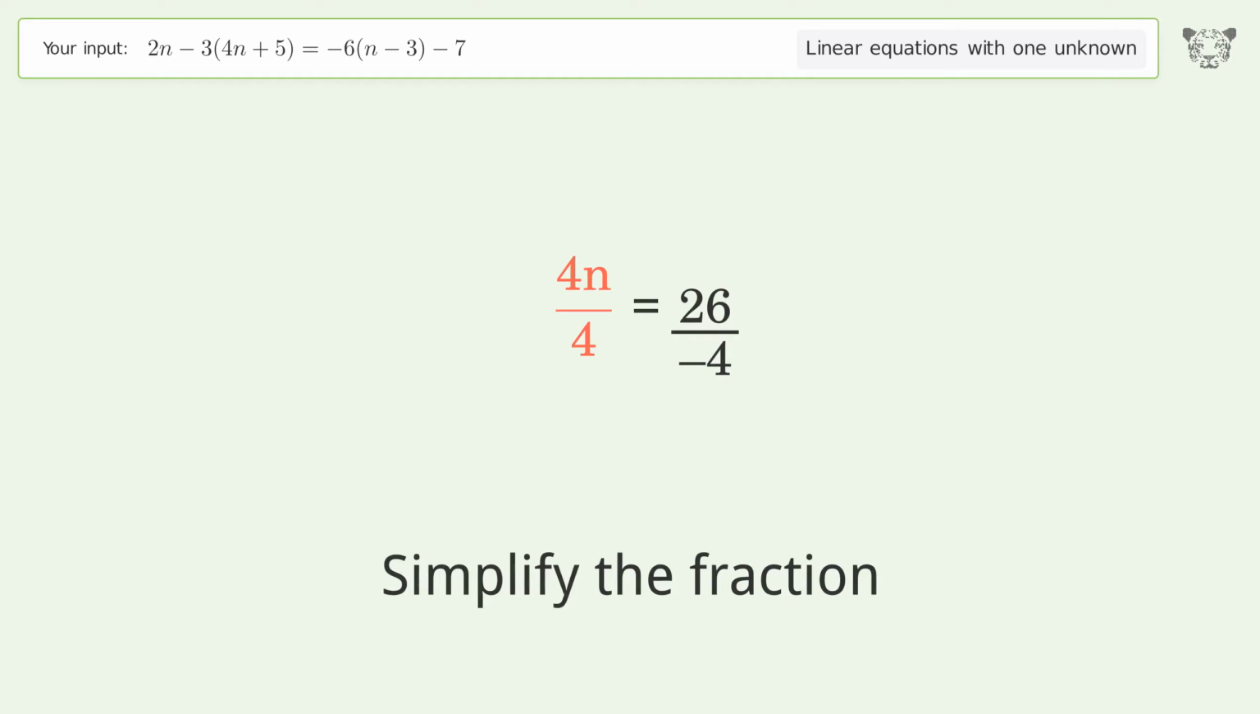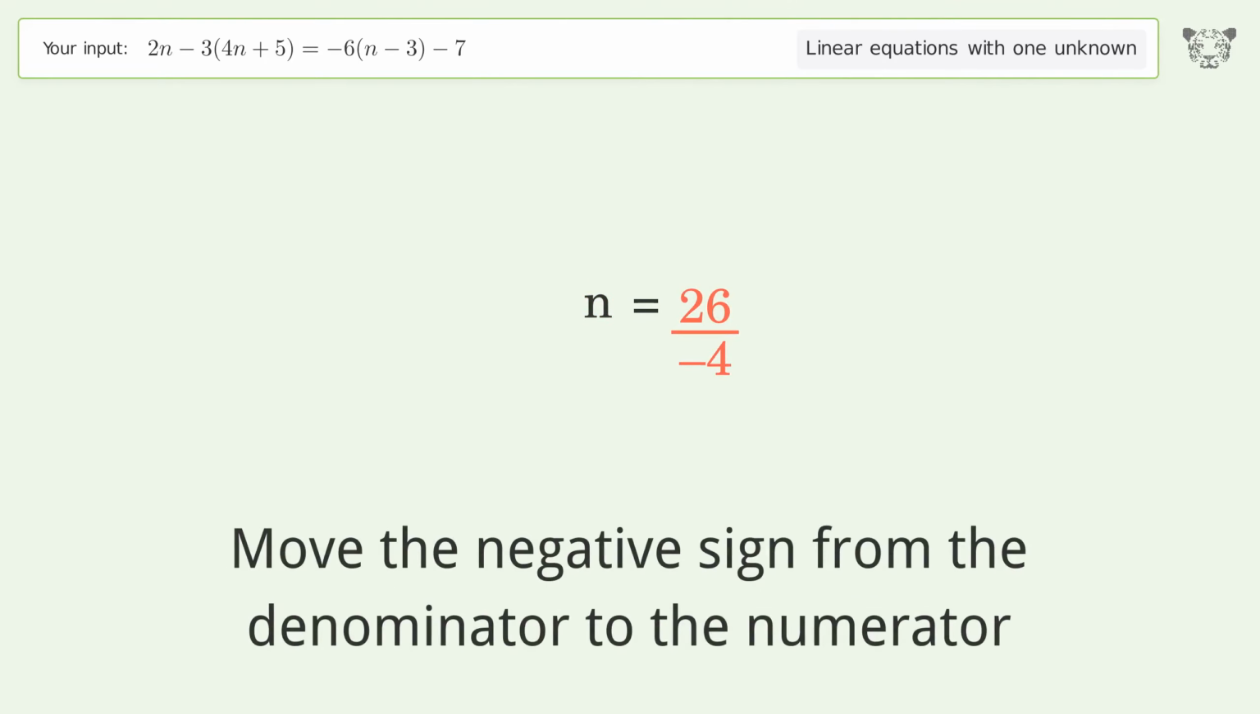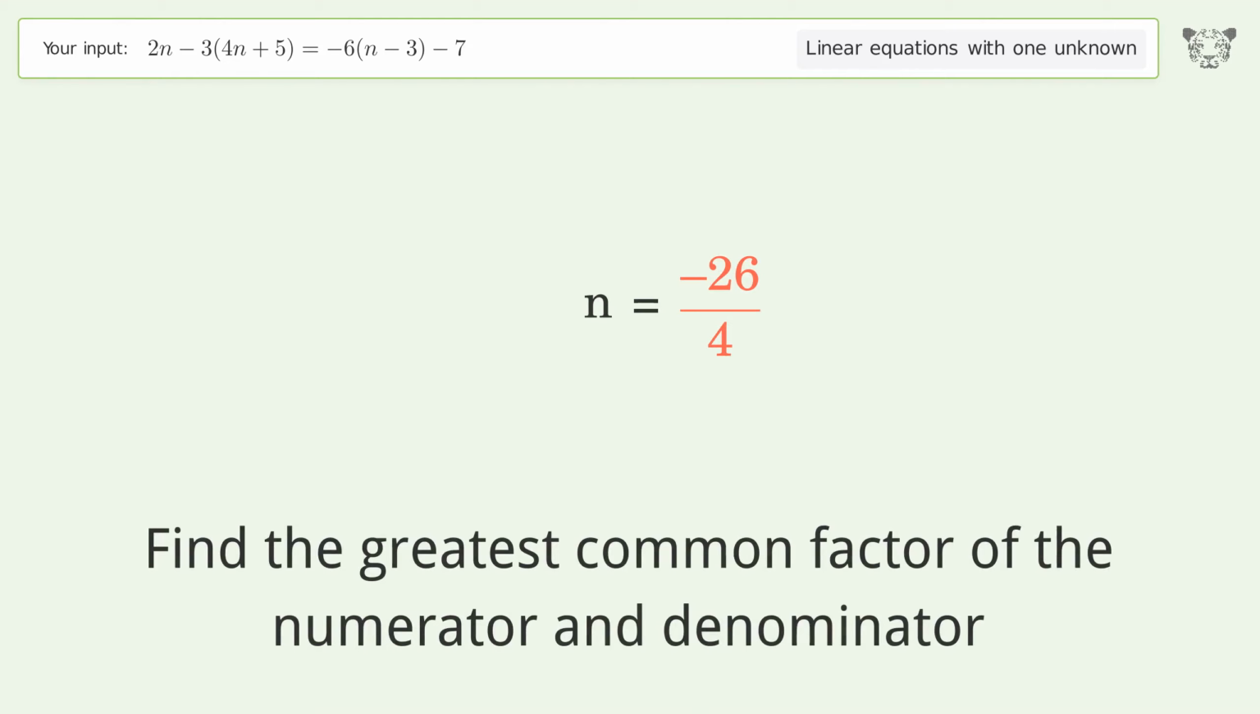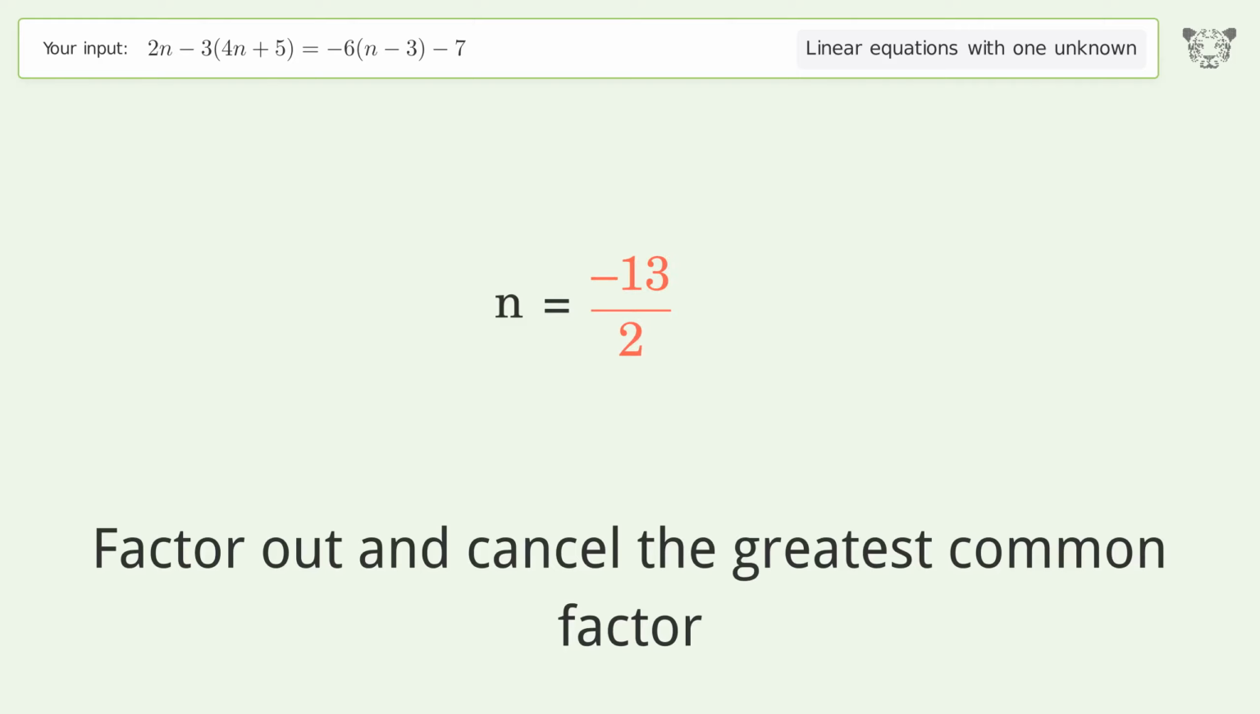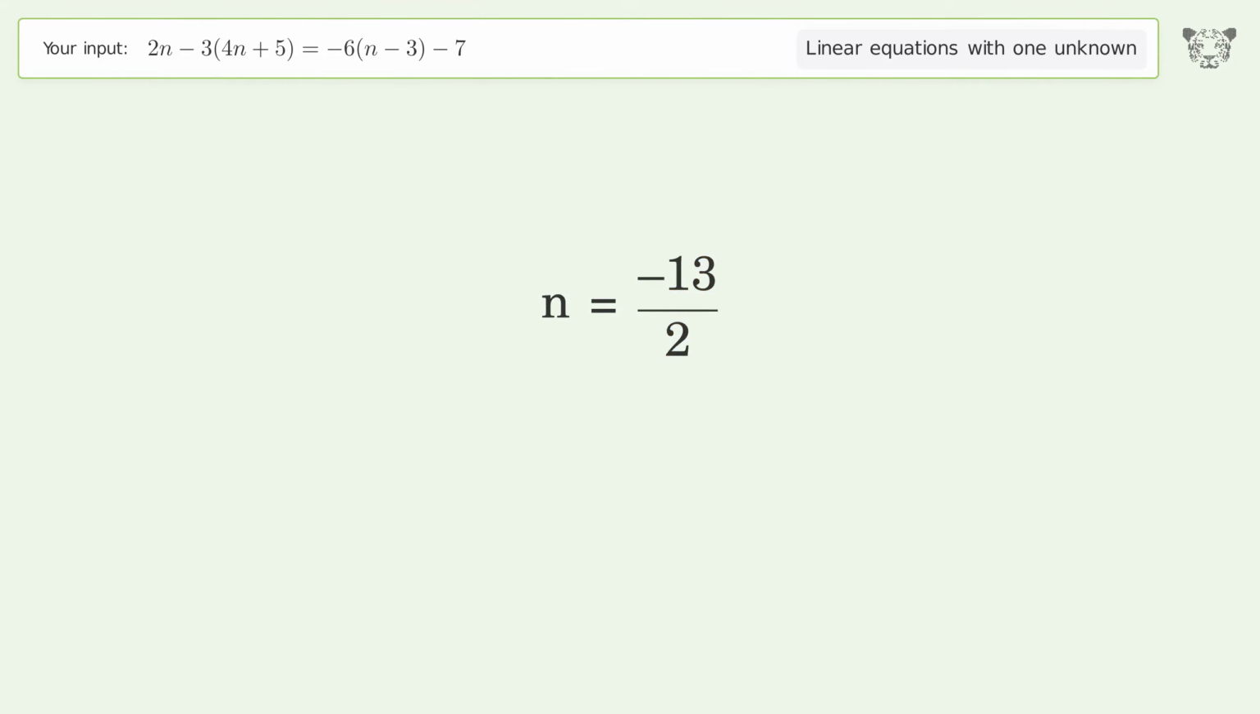Simplify the fraction. Move the negative sign from the denominator to the numerator. Find the greatest common factor of the numerator and denominator. Factor out and cancel the greatest common factor. And so the final result is n equals -13/2.